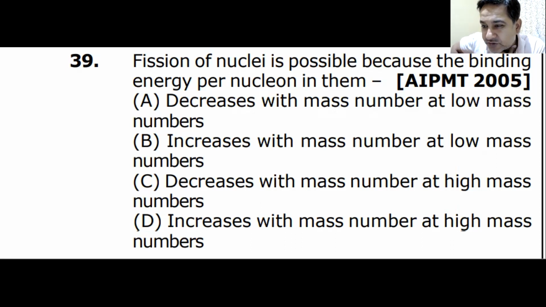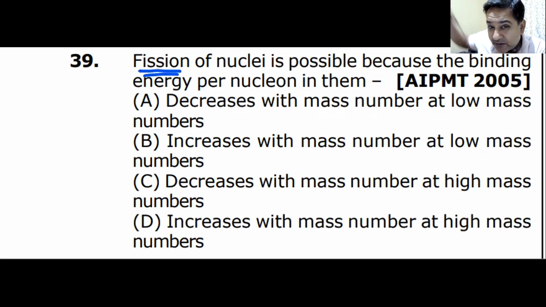The same question can be made in fusion. Answer B, increases with mass number at low mass. This is not fusion we are talking about, this is fission. In the binding energy graph, fission is the right hand side part, and fusion is the left hand side part. So is the answer A? Yes sir, A.